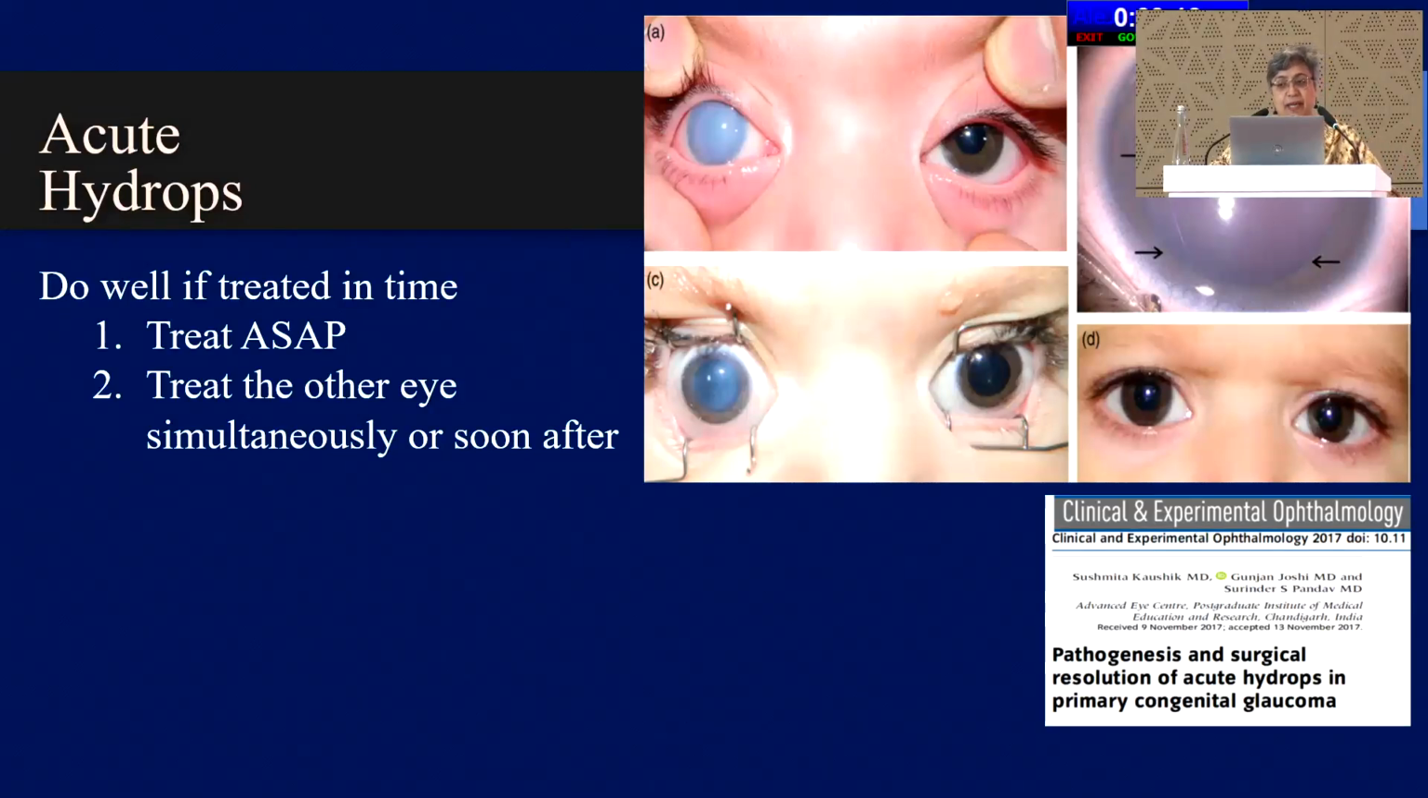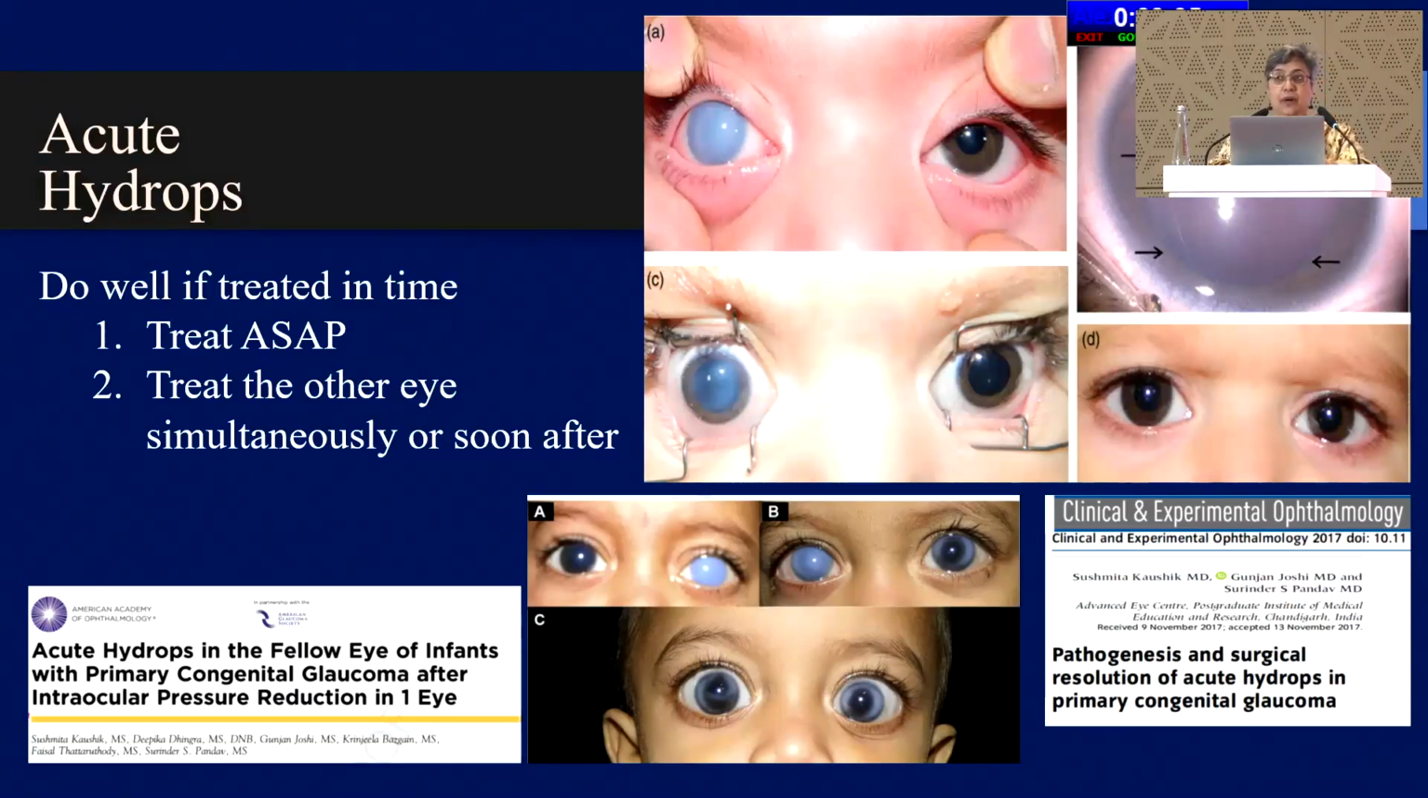This is with dorzolamide. And you do a combined trab with trab, and it's a miracle. Within 4 to 6 weeks, it absolutely clears, and you really become God. The importance of this is not just understanding that you have to do it early before scarring sets in, but also that we've noticed acute hydrops happens in the contralateral eye once you do surgery in one eye. We saw many children with this, and it changed our practice to treat both eyes simultaneously.